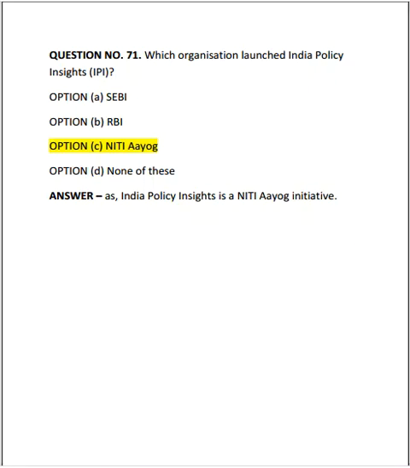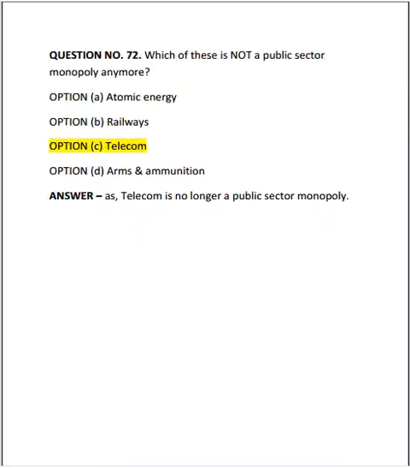Question No. 72. Which of these is not a public sector monopoly anymore? Option A. Atomic energy. Option B. Railways. Option C. Telecom. Option D. Arms and ammunition. Answer: telecom is no longer a public sector monopoly.